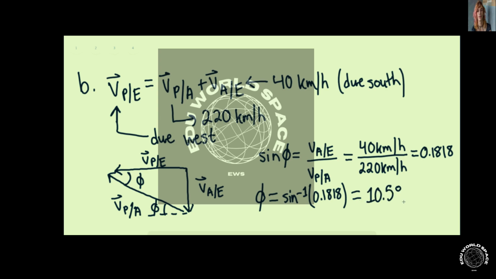And so the pilot should set her course 10.5 degrees above the negative x-axis. And if you wanted to use north and south and those cardinal directions, we can say 10.5 degrees north of west. Either answer is correct. So 10.5 degrees above the negative x-axis, or again, 10.5 degrees north of west.